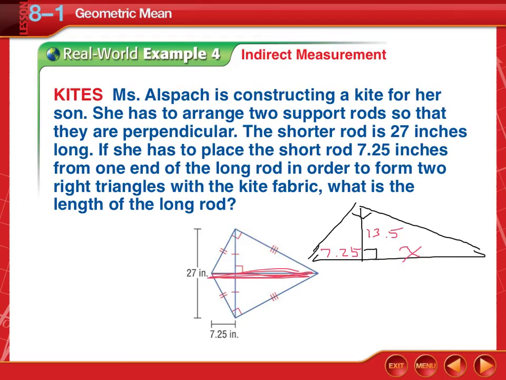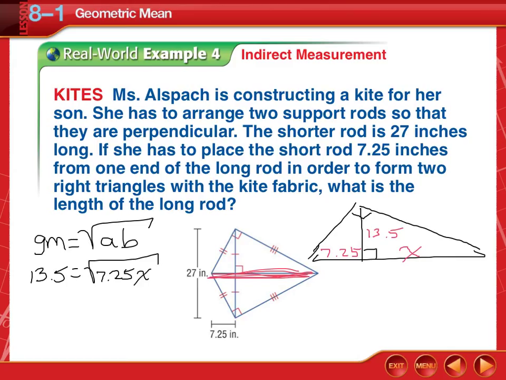So we're going to write that out. The geometric mean, I'm going to shorten that to GM, equals the square root of the product of two numbers. We know that the geometric mean is 13 1/2. And that's the square root of 7 1/4 times the other segment, or x. Now how can we solve this?